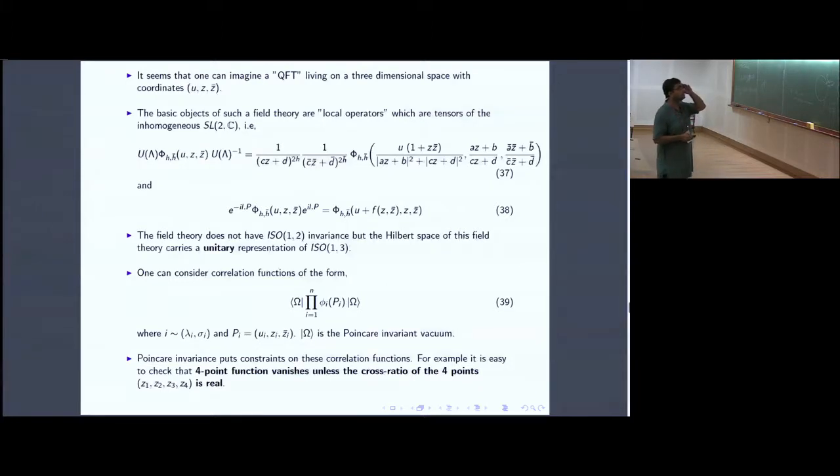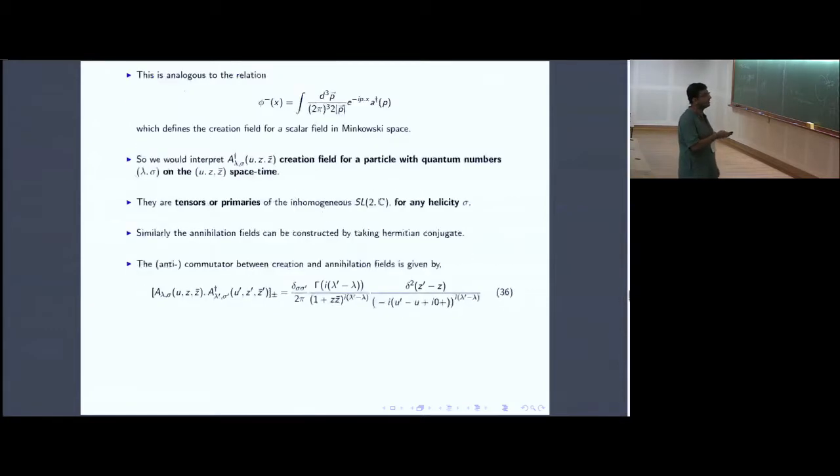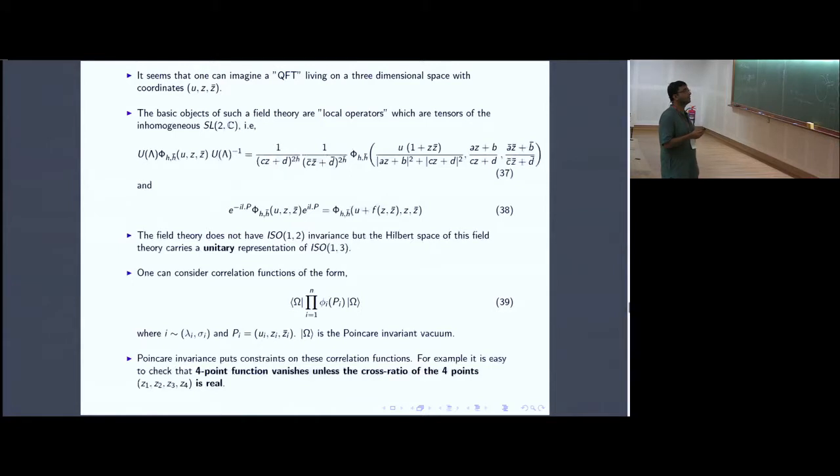And so you can do some things with this. For example, you could think of some kind of quantum field theory which lives on this space. The basic objects of such a field theory are local operators, but locality I haven't defined. They just depend on u, z, z bar, it's a function, and they are tensors of the inhomogeneous SL2C, so they will have this transformation law. The field theory does not have the ISO(1,2), so although it's a three-dimensional field theory, let's call it that, because this looks very much like a field theory, it does not have ISO(1,2) invariance. But the Hilbert space of this field theory is a unitary representation of the inhomogeneous SO(3,1).